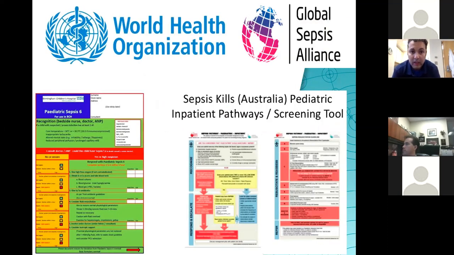So what the World Health Organization has done so far, finally, is start to comment on how important sepsis recognition and early treatment for sepsis are. So this is becoming more and more a World Health Organization problem. Global Sepsis Alliance also. In the UK, on the left lower part of the screen, you see Pediatric Sepsis 6.